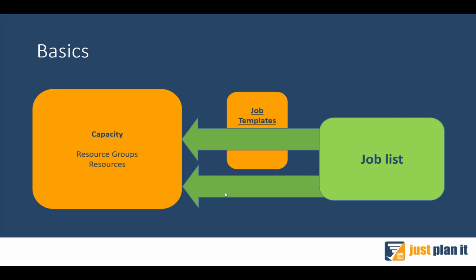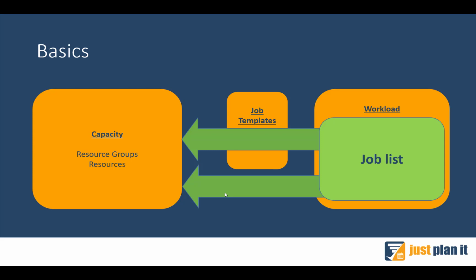So now you have got the full knowledge to create your workload. And this is done with the job list, because actually the job list is nothing else than a list that shows all the production orders or jobs that you want to bring in to the planning board and that you want to schedule. So the job list is your initial workload that you want to schedule in JustPlanet.